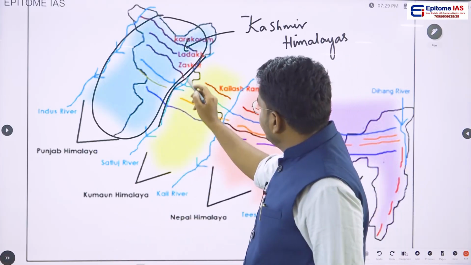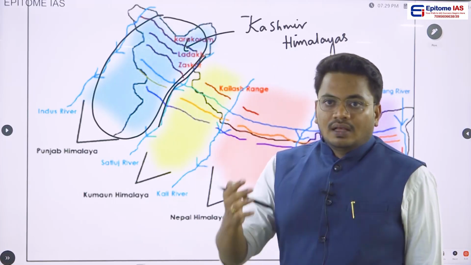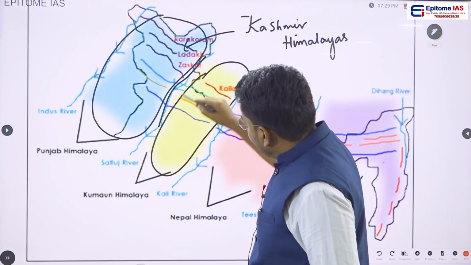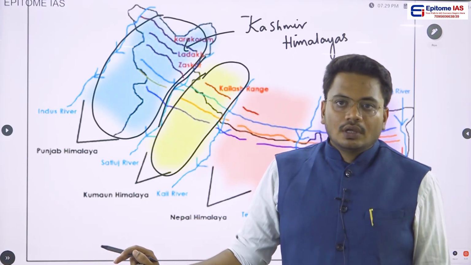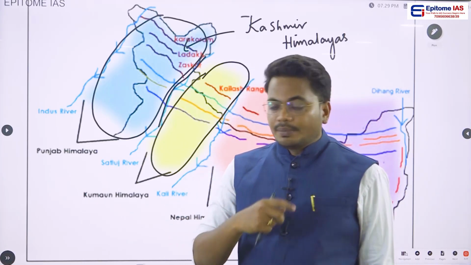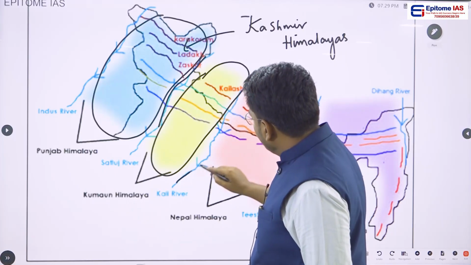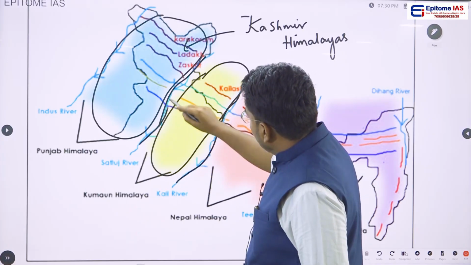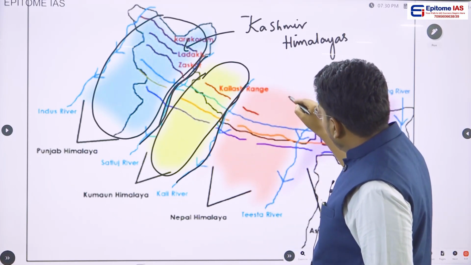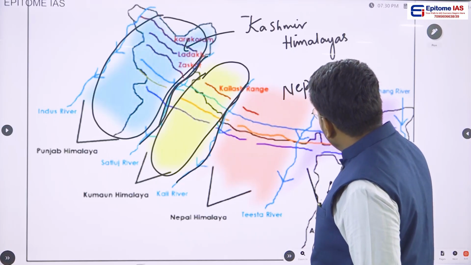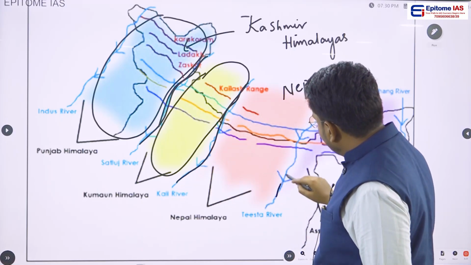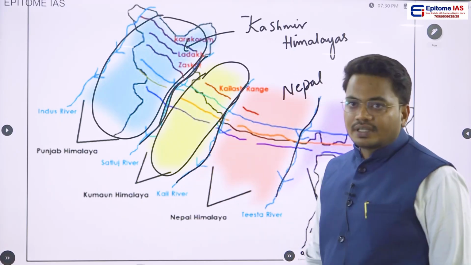Now to the east side of these Punjab Himalayas, we have another set of Himalayas, and this set of Himalayas is called Kumaon Himalayas. Now if you see the boundary for these Kumaon Himalayas, these Himalayas are present between the Satluj River and Kali River, right. Now to the eastern side of these Kumaon Himalayas, we have another set of Himalayas called Nepal Himalayas. Now these Nepal Himalayas have Kali River and Teesta River as their borders, right.